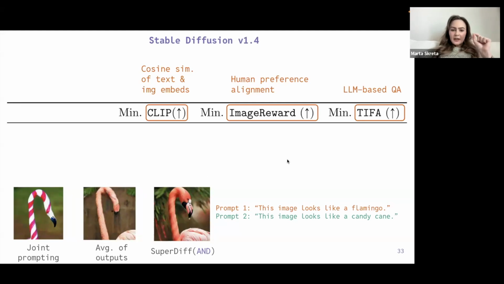And so the way that we evaluated was, given a composition, here I'm showing flamingo and candy cane, we prompted each of these models with 2 prompts. The first is asking about the first concept, and the second is asking about the second concept. So for example, the first prompt would be this image looks like a flamingo, and the second prompt would be this image looks like a candy cane. And then for each one of these prompts, we take the minimum score. The reason we're taking the minimum of the 2 scores is that if the image is representing both concepts well, then the minimum should be high. If the minimum is low, that means a concept could be missing.